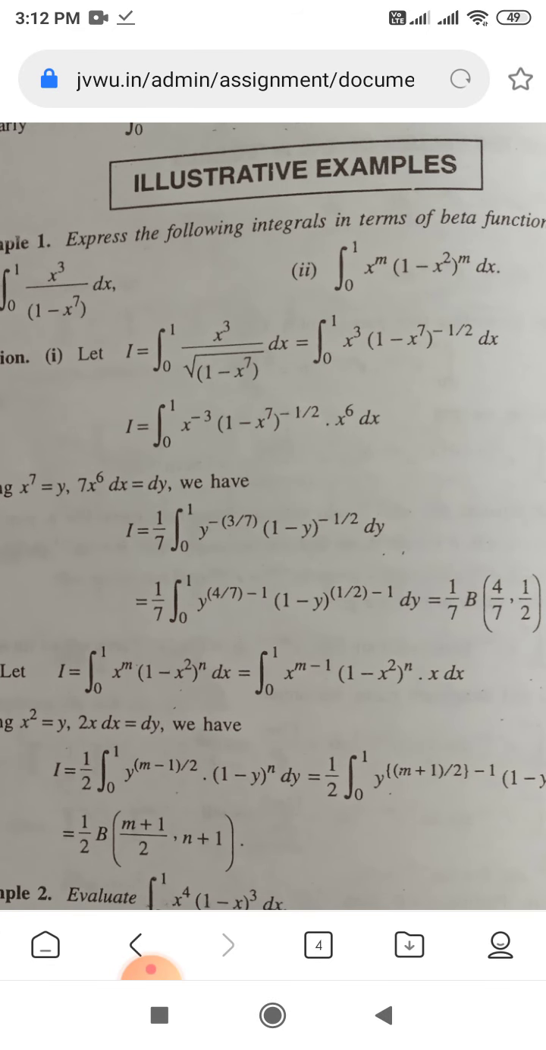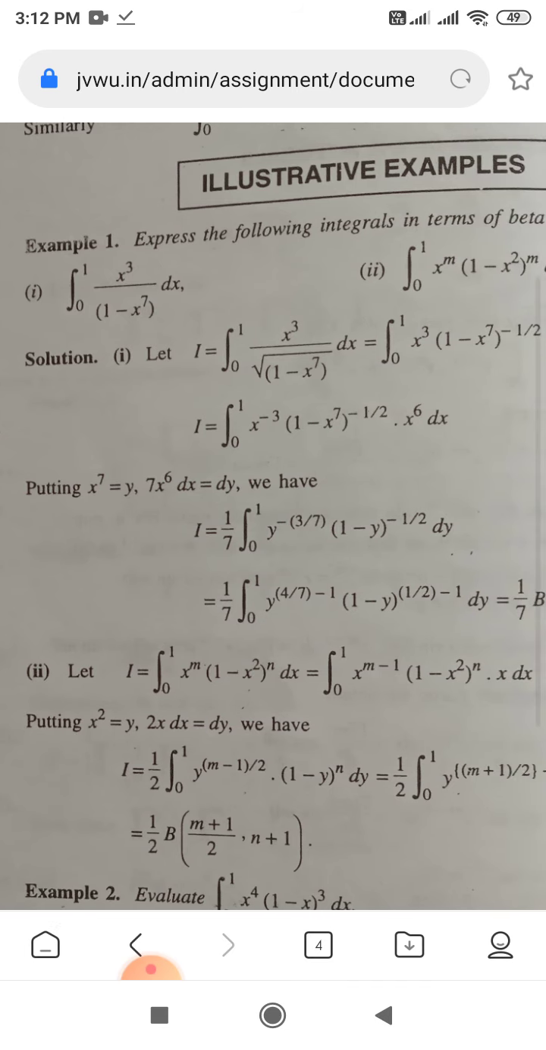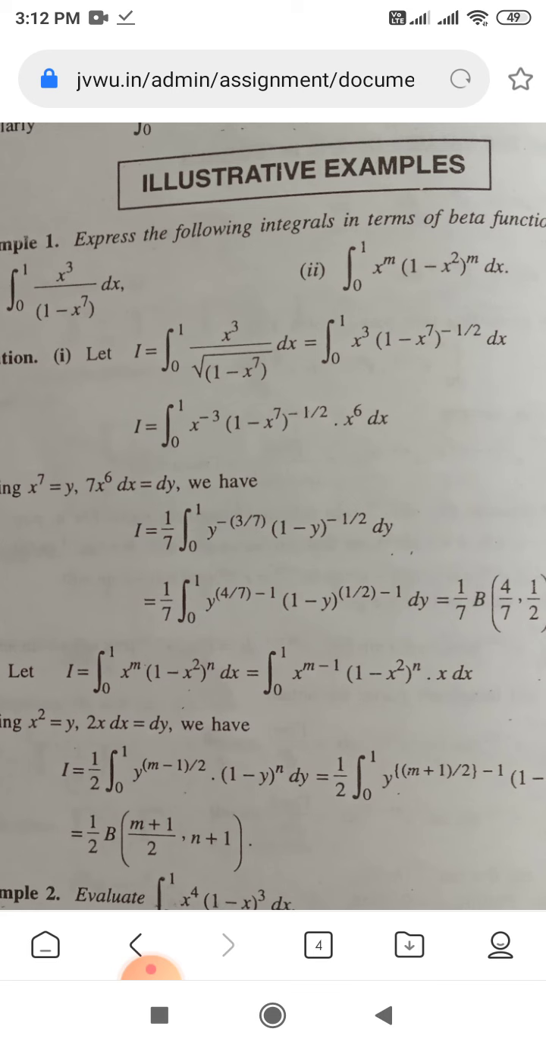Here some numerical problems of beta function are given. First: 0 to 1 x to the power 3 upon root of 1 minus x to the power 7 dx. Second problem is 0 to 1 x to the power m, 1 minus x square to the power m dx. So integration I is equal to 0 to 1 x cube upon under root 1 minus x 7 dx. This can be expressed as 0 to 1 x cube, 1 minus x 7 to the power minus 1 by 2 dx.